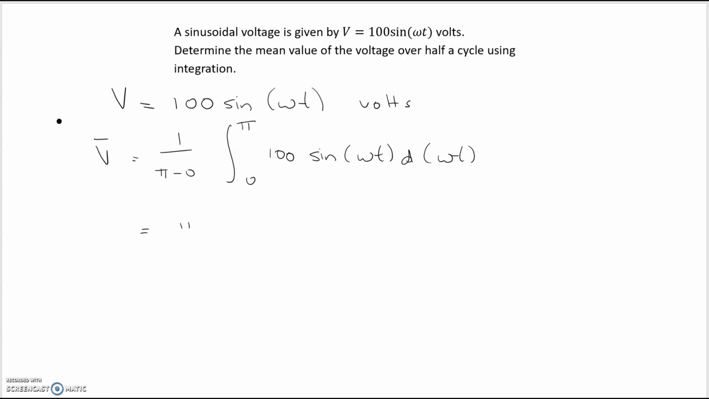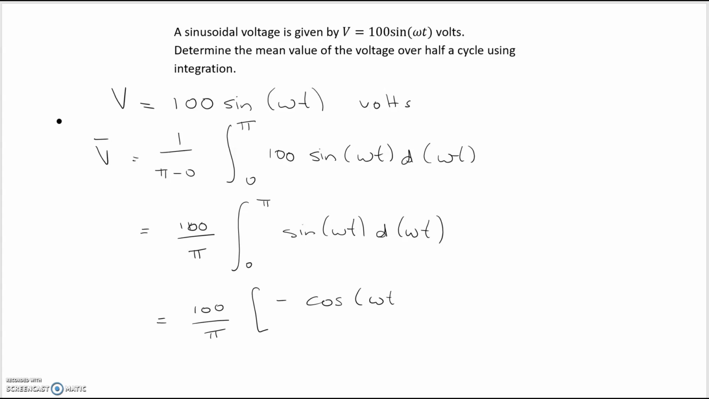Take the 100 out. And the integral of sine is negative cos. Between 0 and pi. Do the number crunching. And the bit in the brackets should be 2. So approximately 63, 64.